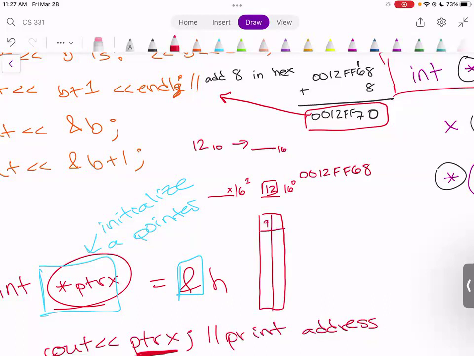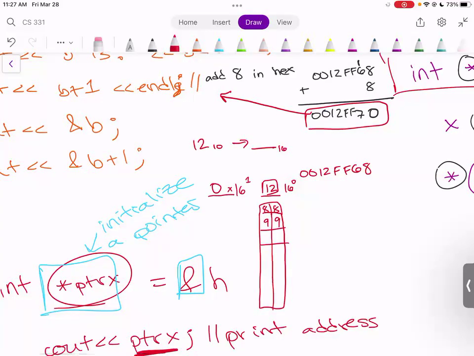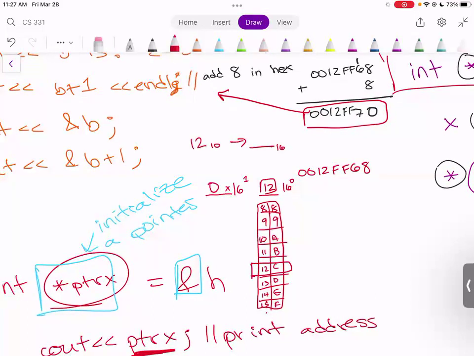Say you have 9. So after 9, let me just do 8 also. Wait, why is the 8 being multiplied by the 16? Because there's nothing, because 12 divided by 16 doesn't get you a whole number here. Oh, okay. So then after that, for decimal 10, 11, 12, 13, 14, and so on, you have A, B, C, D, E, and then F. So this is just going to be 15. So if you look at 12, it's going to be C.